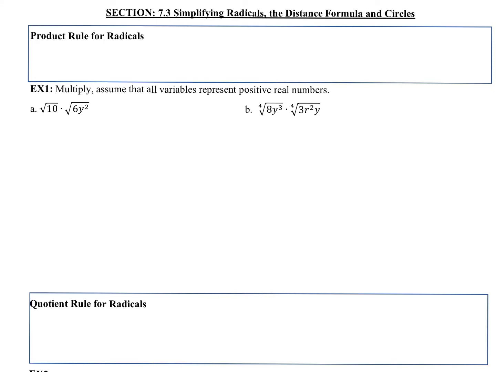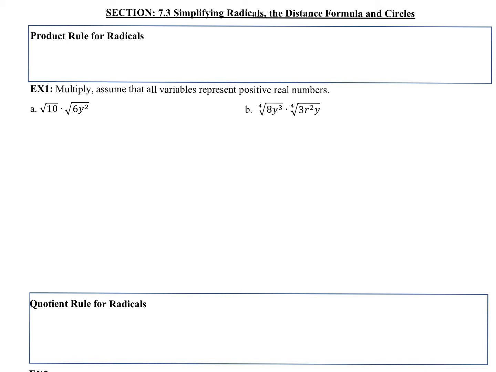Welcome to section 7.3, Simplifying Radicals, the Distance Formula, and Circles. Though we're not going over all the sections, we'll cover more of some of the sections in later chapters. Alright, so first off, the product rule for radicals.